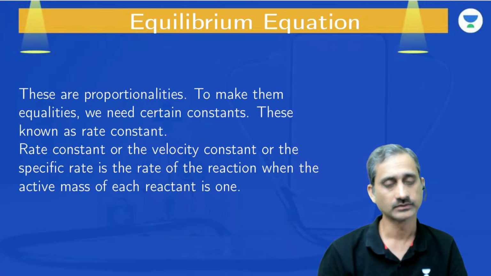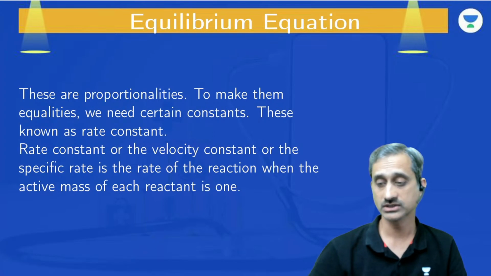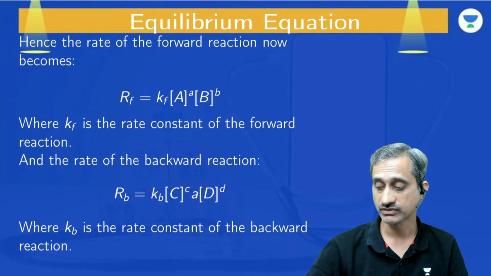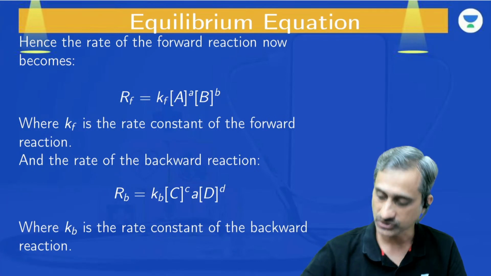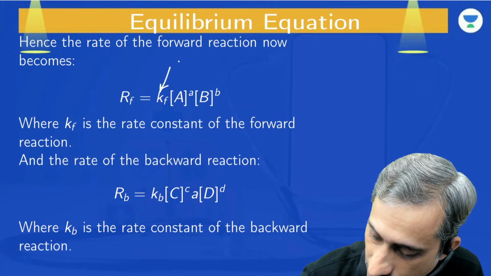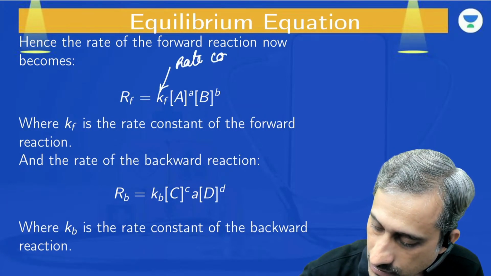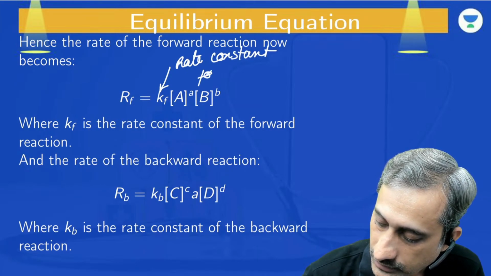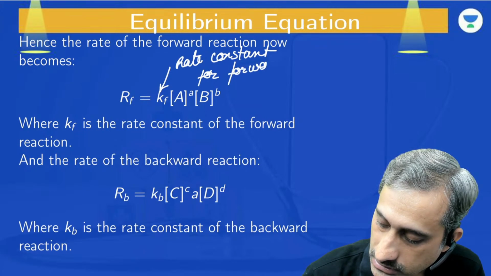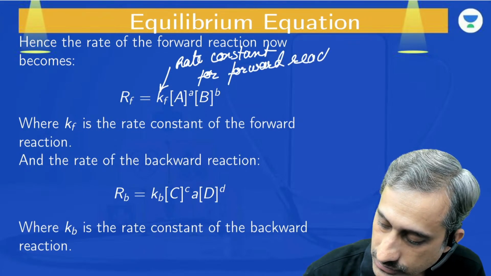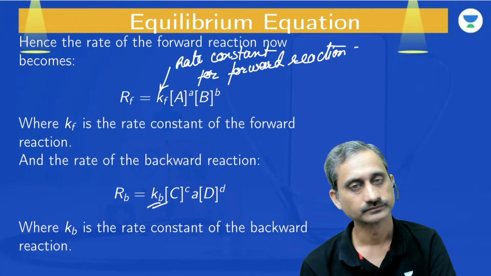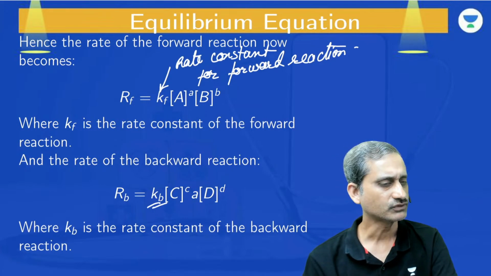Remember that. So the rate constant or the velocity constant is the rate when the active mass of each reactant is 1. So we have just talked about this as the rate constant of the forward reaction, and this is for the backward reaction. Any confusions till this point?